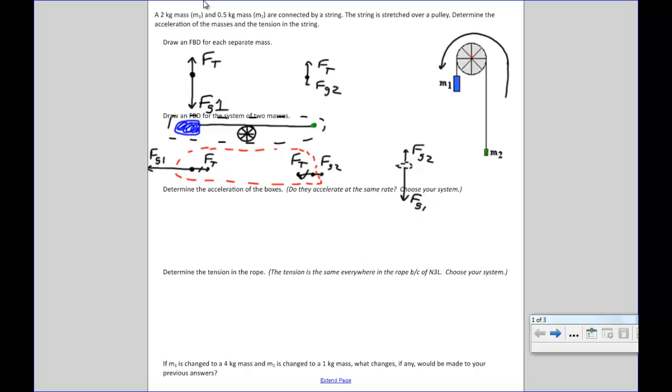Okay, so if we're going to move on, now that we drew our diagram, it says determine the acceleration of the boxes. Let's choose our system as both. Determine the acceleration. This looks like a forces question, and to find acceleration, we'll use Newton's second law. A equals F net over the mass of the system.